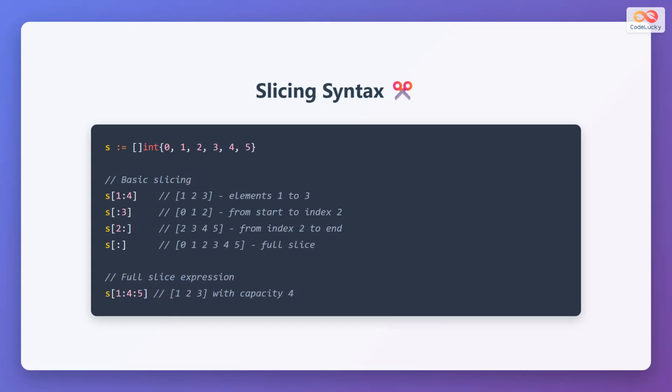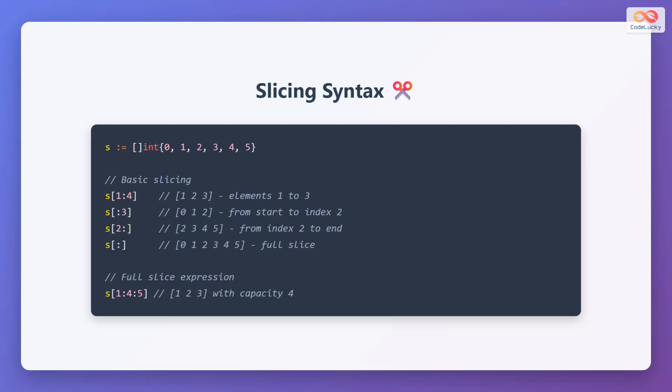Slicing syntax provides a way to create new slices from existing slices or arrays. It allows you to extract a portion of a slice or array by specifying a start and end index. Here's how it works. We start with a slice S containing the numbers 0 through 5. To create a new slice containing elements from index 1 to 3, you use S[1:4]. The result will be 1, 2, and 3. Note that the element at index 4 is not included.